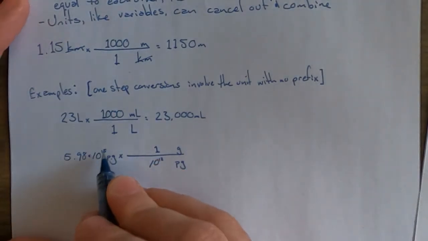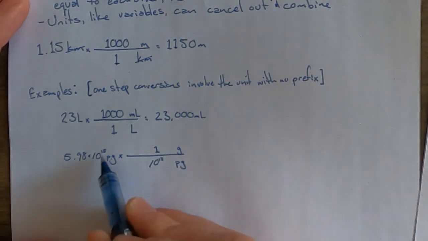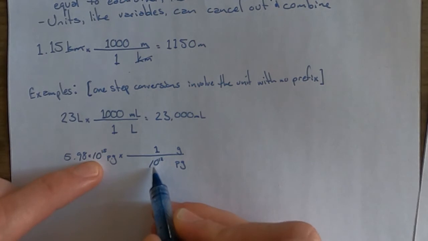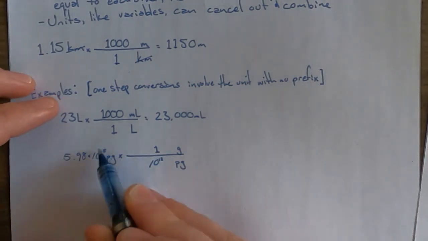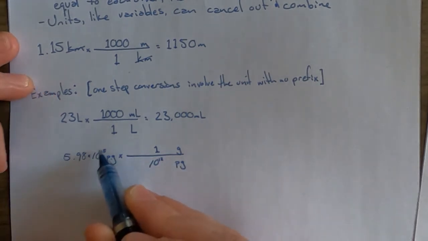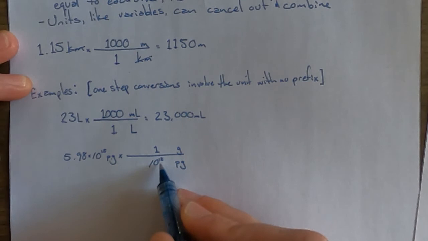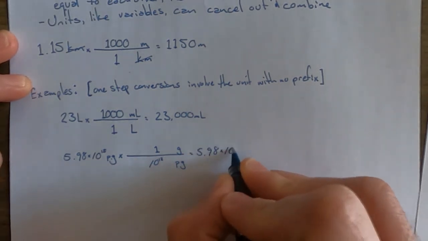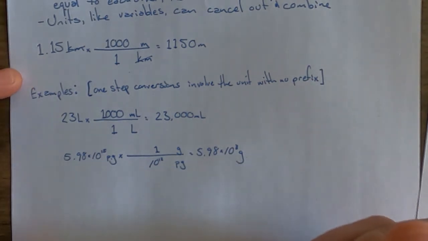So here, these are both in scientific notation, and it's important to remember your exponent rules, that when you have two numbers that are the same base, but different exponents, and when you're dividing, you're subtracting. And so it's 10 to the 15th divided by 10 to the 12th would give us 10 to the 3rd. And so our answer would be 5.98 times 10 to the 3rd grams.